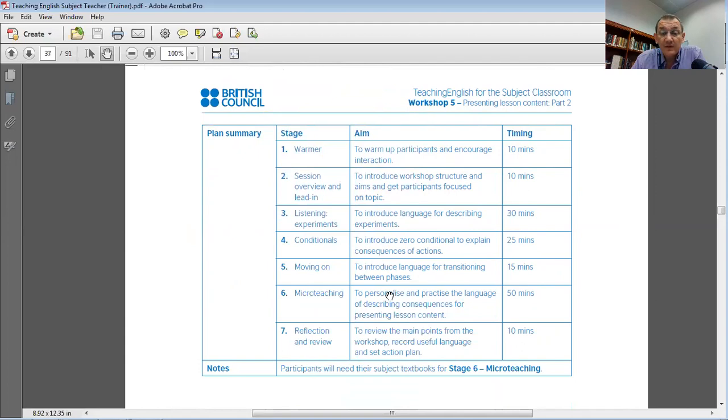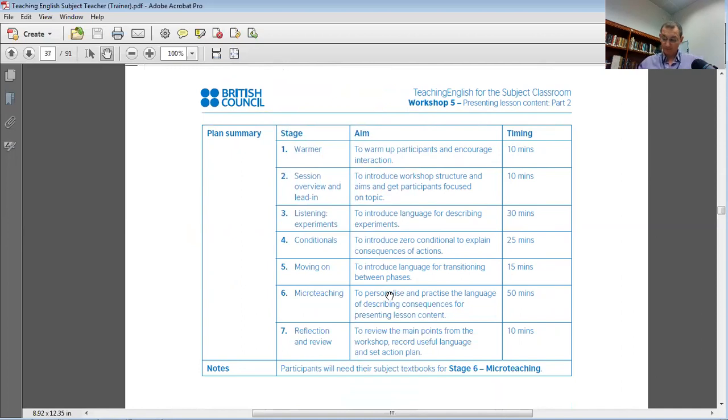Stage 4. So now here we are looking at a grammar area, and we're looking at what we call the zero conditional. It's the simplest of the if sentences. The zero conditional, which consists of if, present simple, present simple. If you heat water, it boils. So it's talking about the consequences of something. If you do something, something else happens, when this is always true.